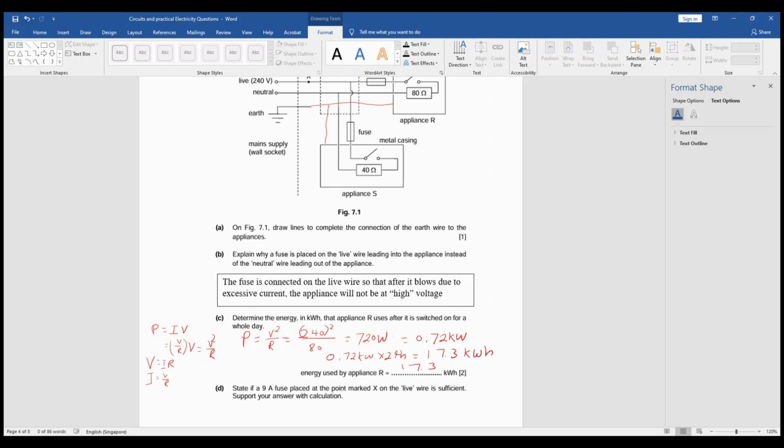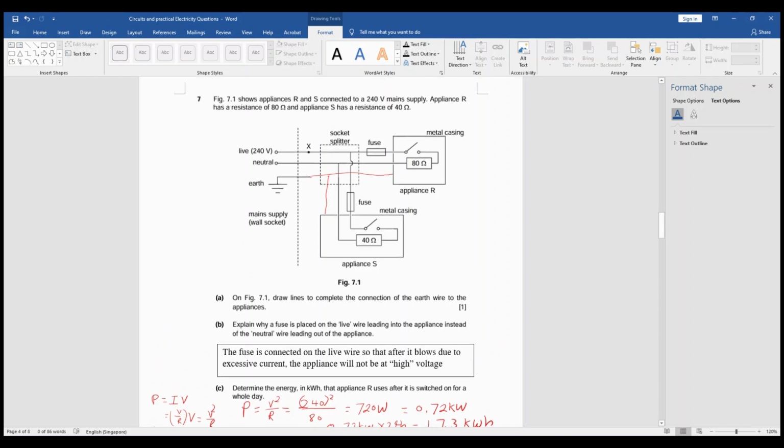State if a 9 ampere fuse placed at the point marked X on the live wire is sufficient. Support your answer with calculation. You would have to find out what is your operating current. That's very important. Where's X? X is here. This is the main, that one ahead of the socket splitter. That means you have to have both current from appliance S and appliance R. Then we need to calculate how much current appliance S is using and how much current appliance R is using.